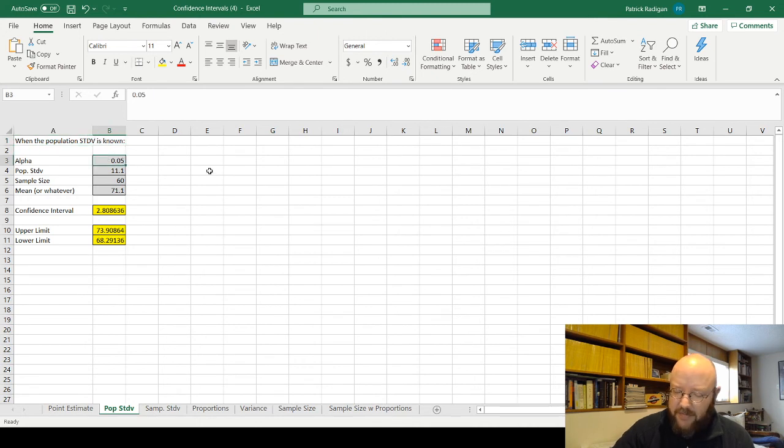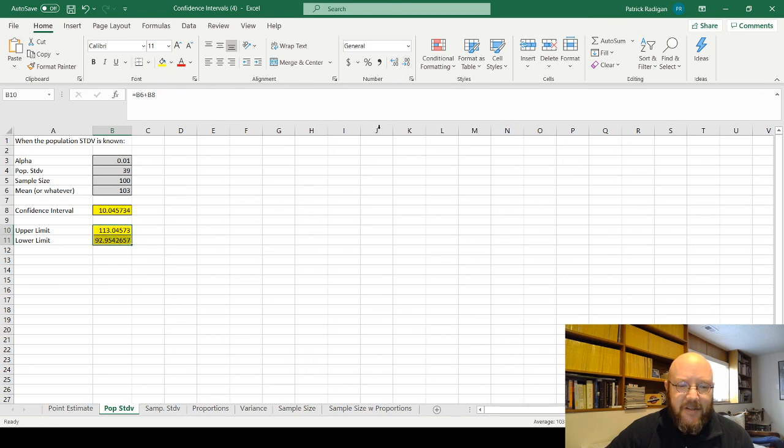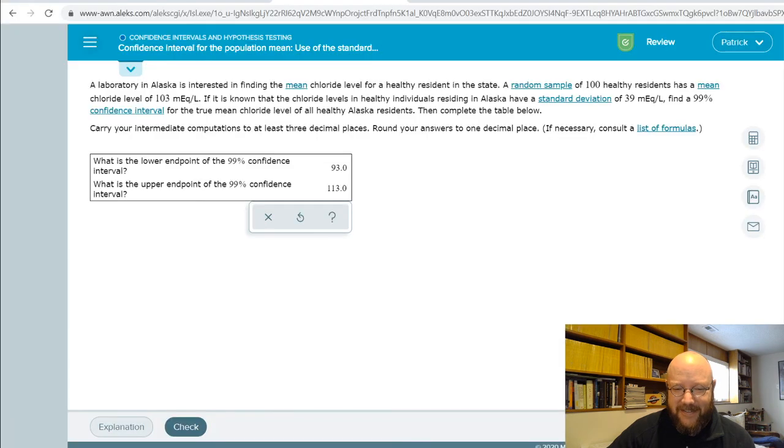Since our confidence level was 0.99, our alpha is 0.01. Population standard deviation is 39. Our sample size is 100. And our mean was 103. Ta-da. Hit enter. It gives you your final outcomes here, which is 113.0 and 92.9. And if you want to get really lazy, you can take these decimals down and it'll round it for you. If you don't know how to do that in Excel, there you go. So 113 and 93. Let's go back here. 113 and 93. We got the exact same answer.